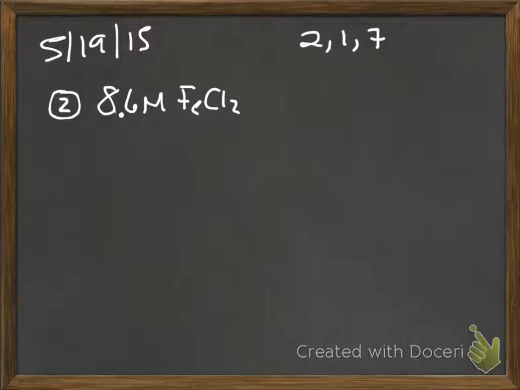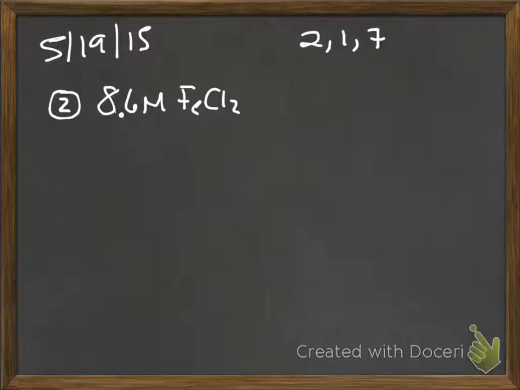You're told that you have an 8.6 molar iron 2 chloride solution. We want to know if this thing is saturated. So anyway, we have 8.6 molar iron 2 chloride. We want to know if it's saturated or not. One of the easiest things to do is say, well, what's the molarity of a saturated solution? And then compare the two.